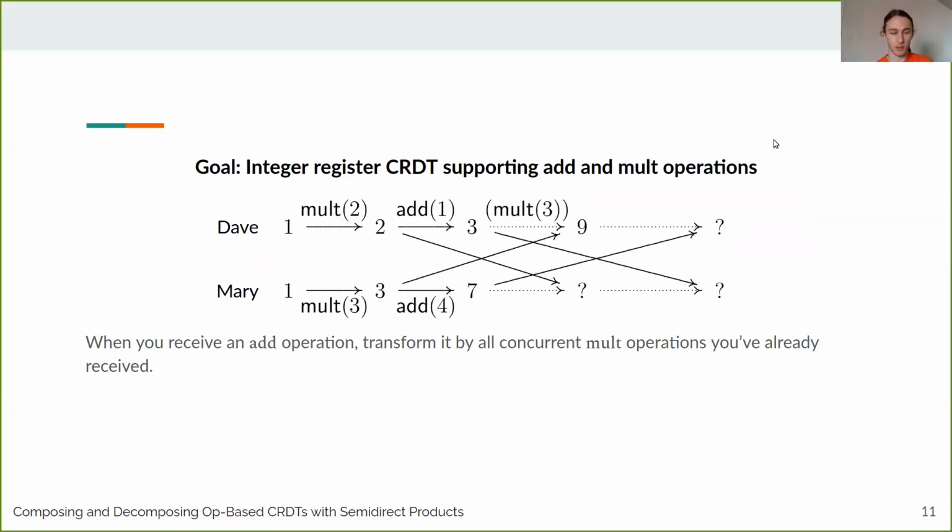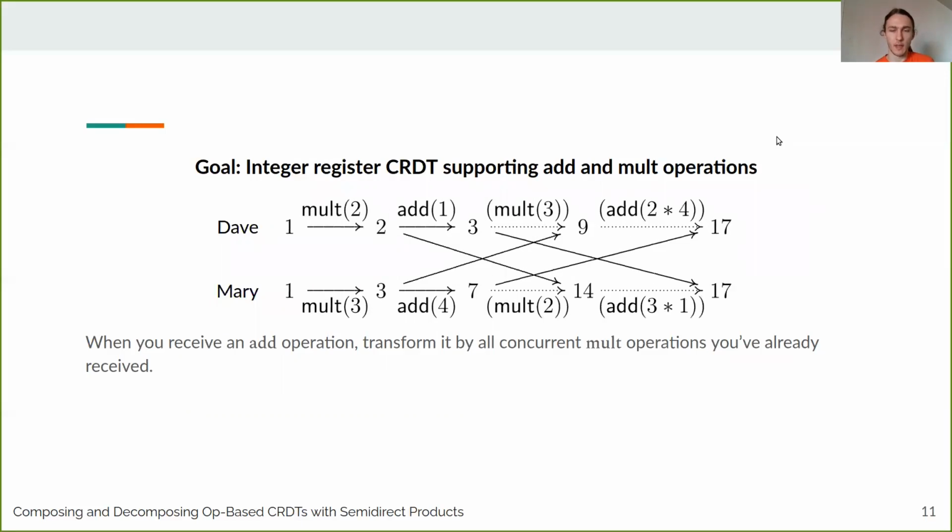And now they sync up, so they exchange these operations. So Dave gets the multiply by 3 operation from Mary, he'll just apply that literally. But then when he gets this add 4 operation, he first looks in his history and sees that he's already applied a multiply by 2 operation that is concurrent to the add 4. So he's going to use that as a transformation and add 2 times 4 instead to get 17. Likewise, Mary receives the multiply by 2 operation from Dave. She applies it literally. And then when she receives the add 1 operation, she's going to transform it by her mult3 operation because that's the concurrent message that she's already applied. So she adds 3 instead of 1. And then they both end up in state 17. So the fact that they both end up in the same state is again just a consequence of distributivity.